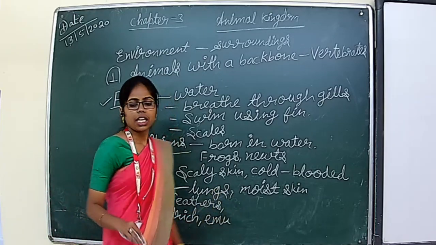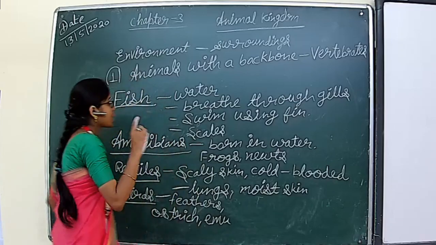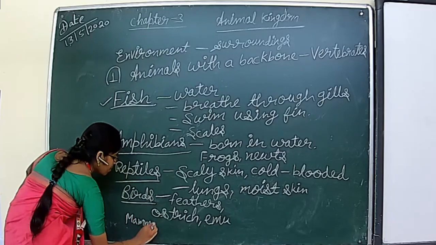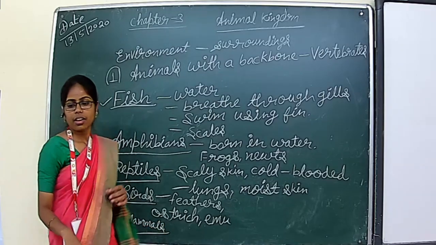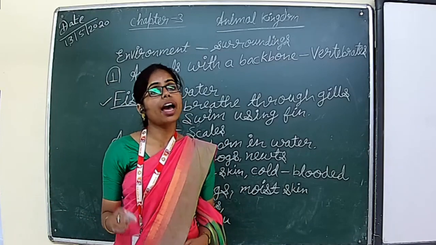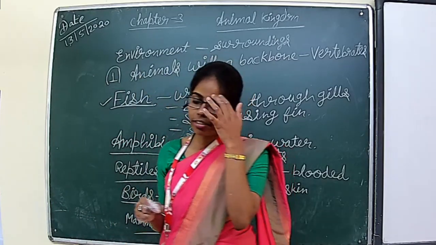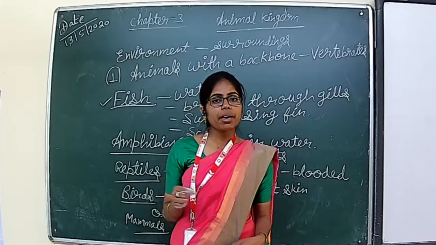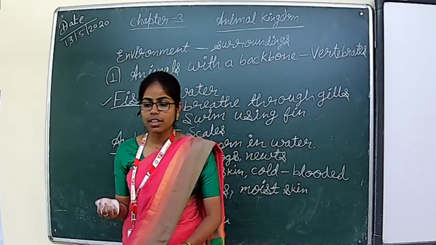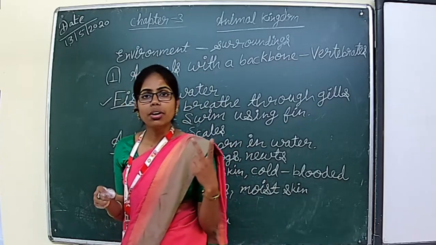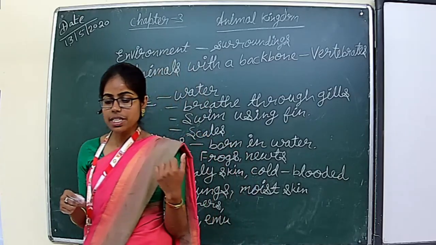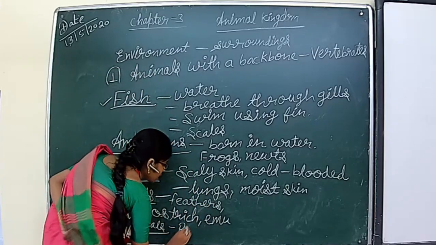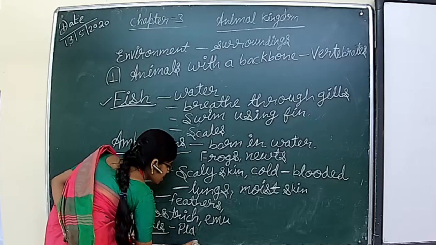Now, the last category of the vertebrates is mammals. They are the animals that give birth to young ones, or they give birth to babies and feed them. But there are two mammals, platypus and anteaters, that do not feed their young.